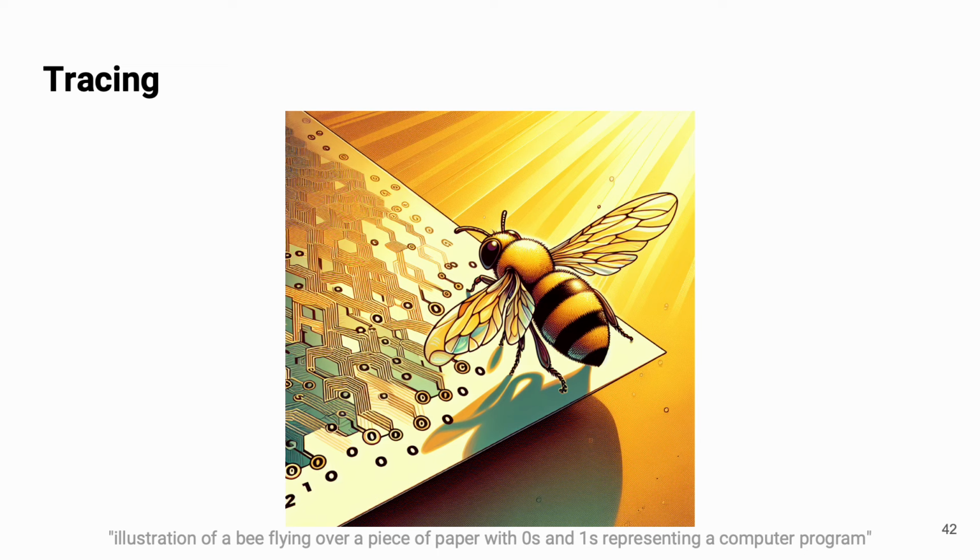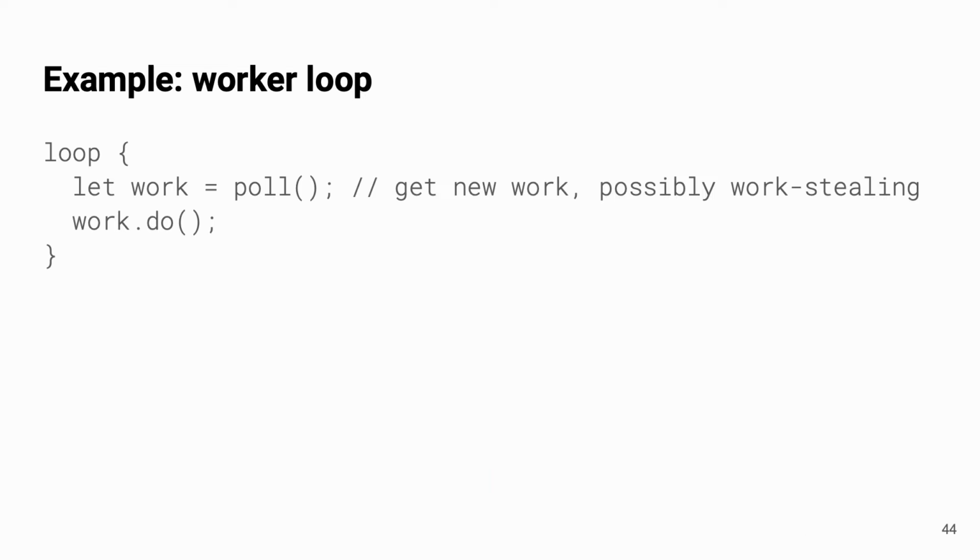Now we look at tracing and how it can help us debug GC performance and improve observability. Let's look at a simple example of a GC worker loop. At the start of the loop, a GC worker gets new work, possibly by work stealing from other worker threads for better load balancing, and then executes the work, rinse and repeat.